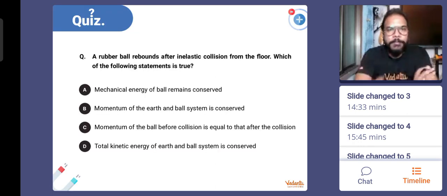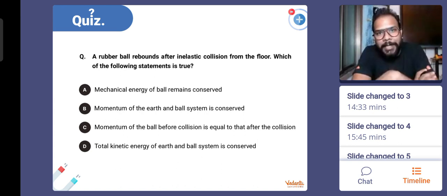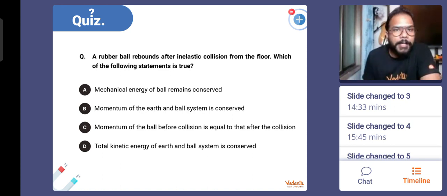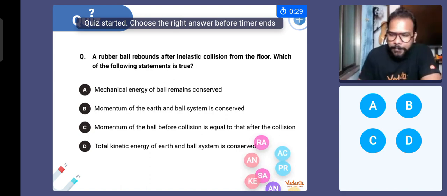Now, another quiz for all of you. A rubber ball rebounds after an inelastic collision with the floor. Inelastic means when it collides with the ground, some of its kinetic energy is lost. Which of the following statements is true? Options are in front of you. Mechanical energy of the ball remains conserved. Momentum of the earth and ball system remains conserved. Momentum of the ball before collision is equal to the momentum after the collision. Total kinetic energy of the ball and the earth remains conserved. Giving you 30 seconds, and the time starts in 3, 2, and 1.